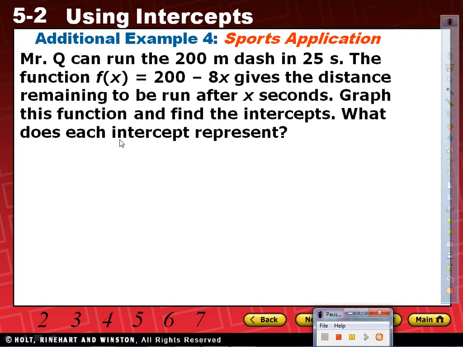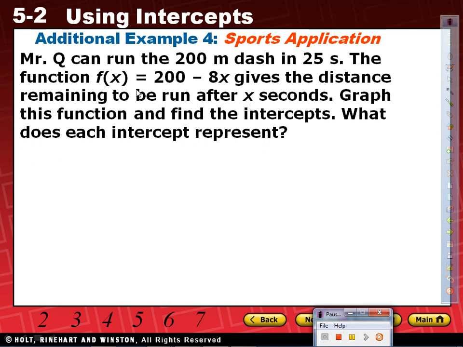Last problem. Okay, you're going to get a word problem such as this one. Mr. Q can run a 200-meter dash in 25 seconds. The function f of x is equal to 200 minus 8x gives us the distance remaining to be run after x seconds. Graph this function and find the intercepts. What does each intercept represent?